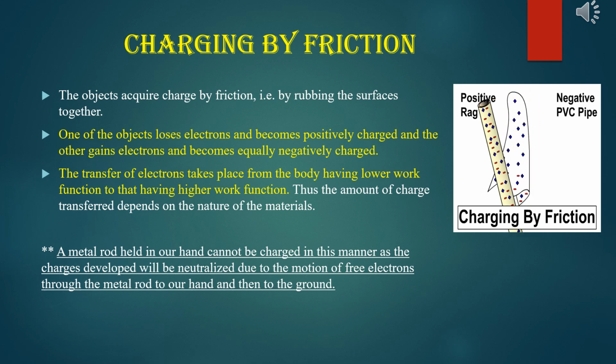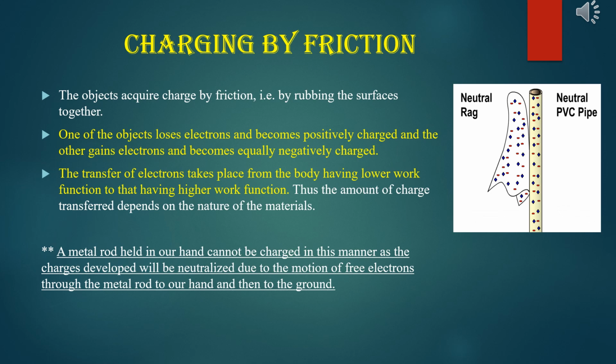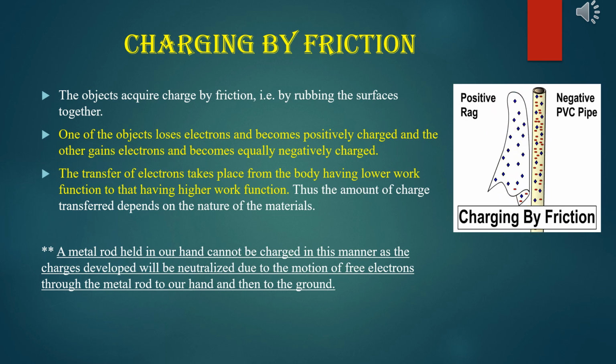So you can see in the image very clearly that when the rod is rubbed against the piece of cloth, initially both of them were having equal positive and negative charges, both of them were neutral. Now the rag becomes positive and the pipe becomes negative. Why? Because the electrons were transferred from the rag to the pipe. So which one has higher work function? I can say the pipe has higher work function. Which one has lower work function? The rag has lower work function. But remember, the overall charge initially and the overall charge finally remains the same. Why? Because we know charges are always conserved.